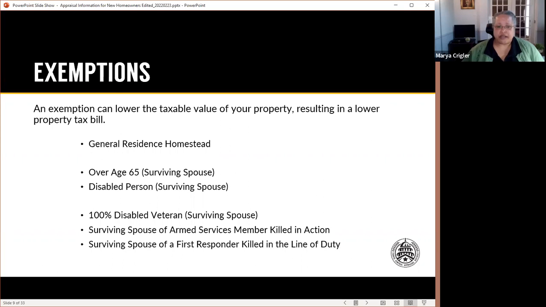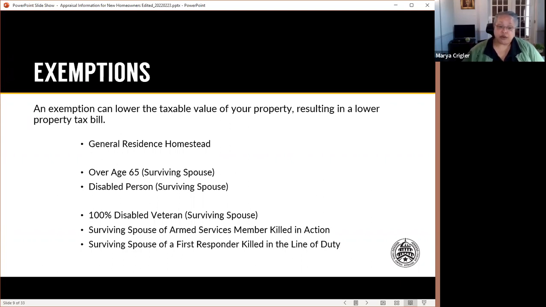In addition to the over age 65 and disabled persons exemption, there are a couple other exemptions that are available for people with specific conditions. There's one for 100% disabled veteran, meaning that they are qualified as 100% disabled with a service-connected disability, and that's as determined by the Department of Veterans Affairs. In those cases, property owners with 100% disabled veterans exemption are exempt from all property taxes.